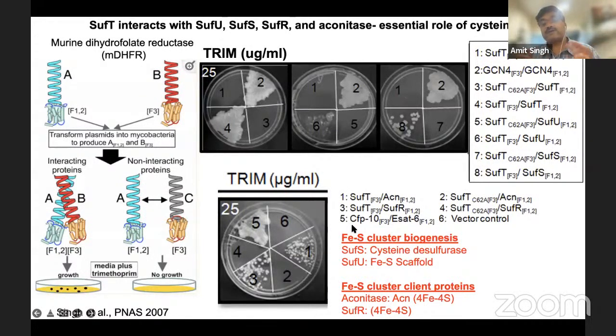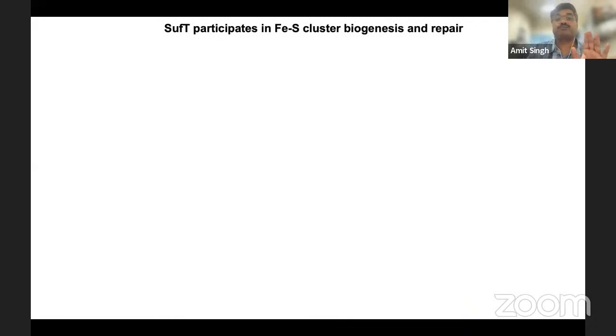So one of the ways by which SUFT can participate in iron sulfur cluster biogenesis is by interacting with other iron sulfur cluster biogenesis proteins like SUFS and SUFU, and also with the client proteins which ultimately accept iron sulfur clusters, like aconitase and SUFR. We have validated some of these interactions with in vivo pulldowns also.